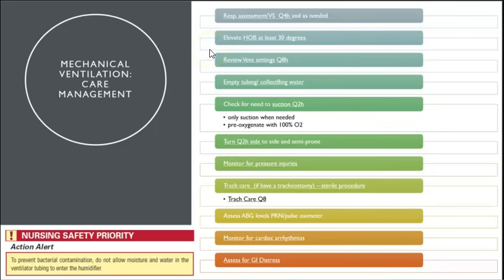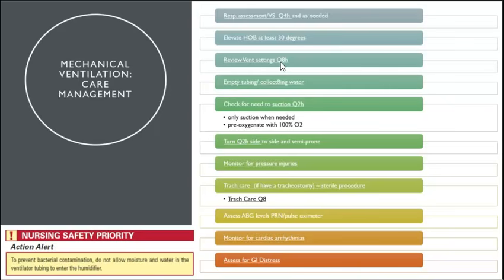Elevate the head of the bed to at least 30 degrees. Review those vent settings every 8 hours. Make sure that they're appropriate and not too much for the patient. Empty tubing and collecting water chambers. Check for the need of suction every 2 hours. That does not mean that we're suctioning every 2 hours. That just means that we're checking to see if we have a lot of mucus buildup coming up, just by the sound of it. That is when you suction, and there is a protocol, which we'll get to. Pre-oxygenate with 100% oxygen before we suction.